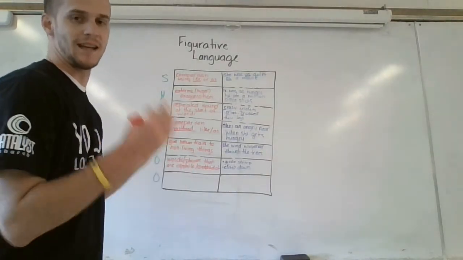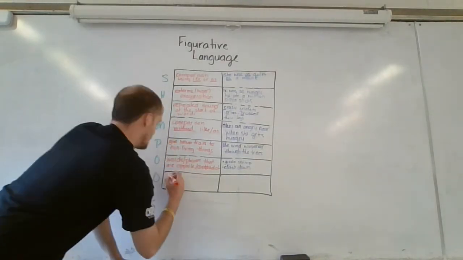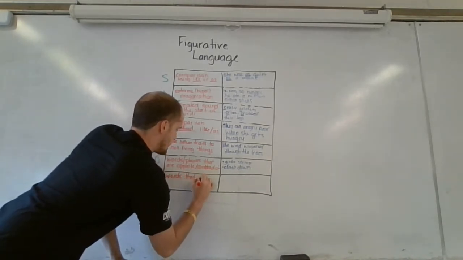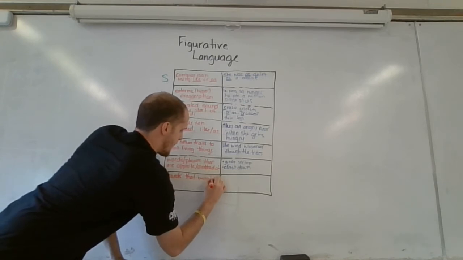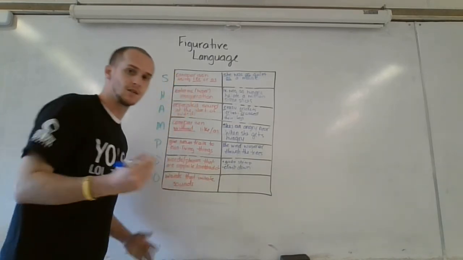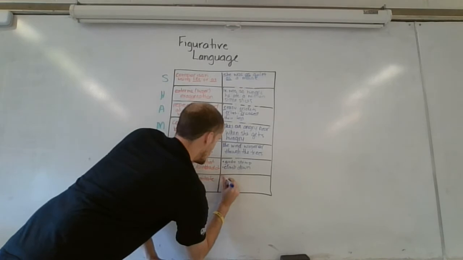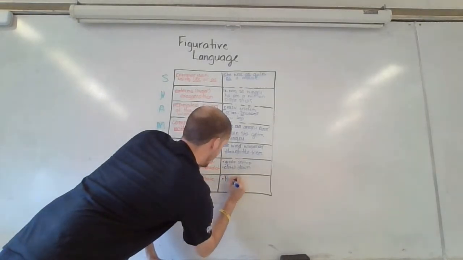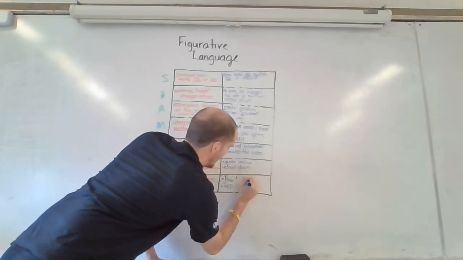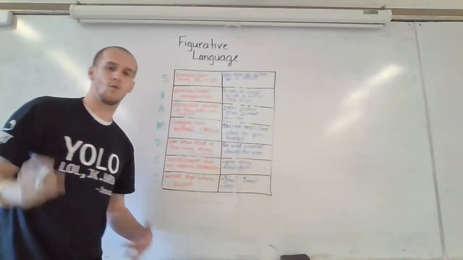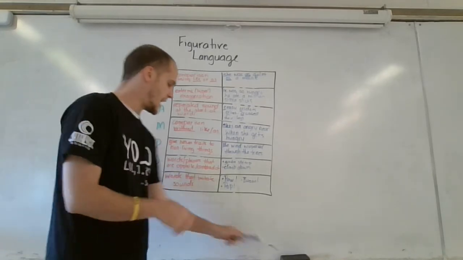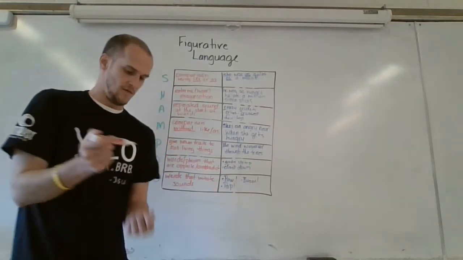And then the last one, the onomatopoeia, these are words that imitate sounds. Words that imitate sounds, such as pow, or pop, or boom. Those are all words that imitate sounds. That is called onomatopoeia.